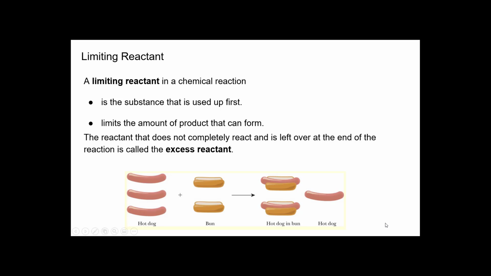So if we look at this picture here, we have hot dogs, we have hot dog buns, and then we create a hot dog in a bun. You have 3 hot dogs, but we only have 2 buns. This means that we can only have 2 hot dogs in a bun, leaving 1 hot dog left over. The limiting reactant is the substance that gets used up first. So in this case, it's the buns. We run out of buns before we run out of hot dogs. So that is the limiting reactant.